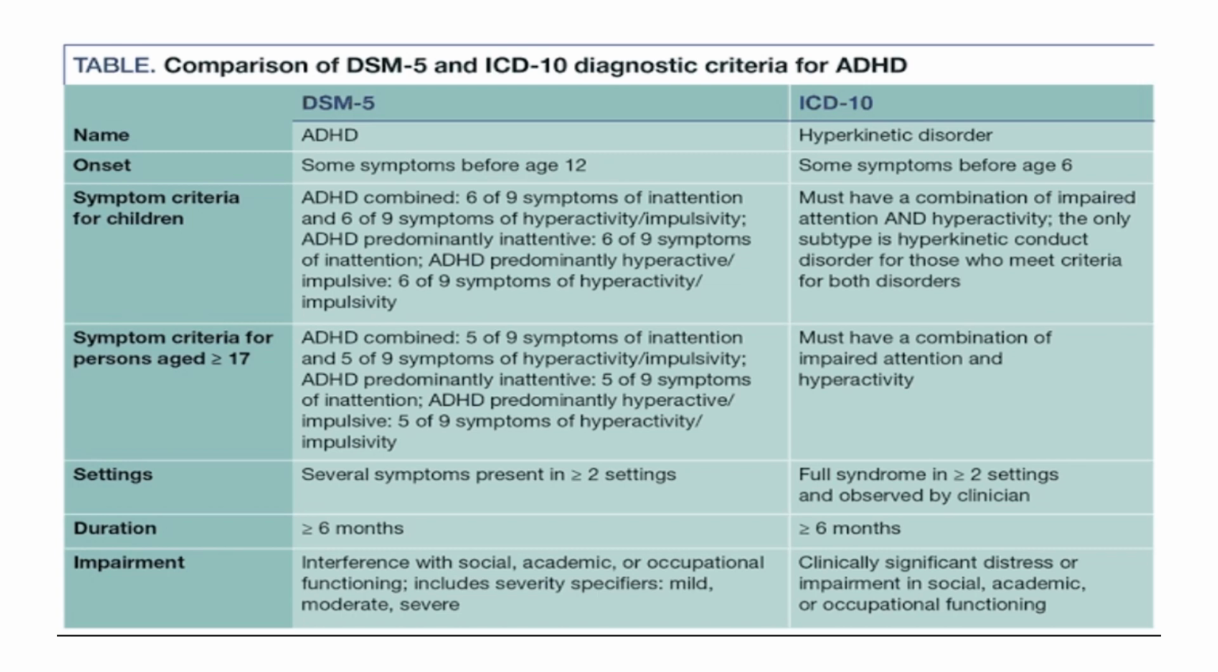Onset: some symptoms before the age of 12, and some symptoms before the age of 6 according to ICD-10. Symptom criteria for children: ADHD combined. So basically if we follow the ICD-10 criteria, then most of the children do not fall into the spectrum of ADHD.